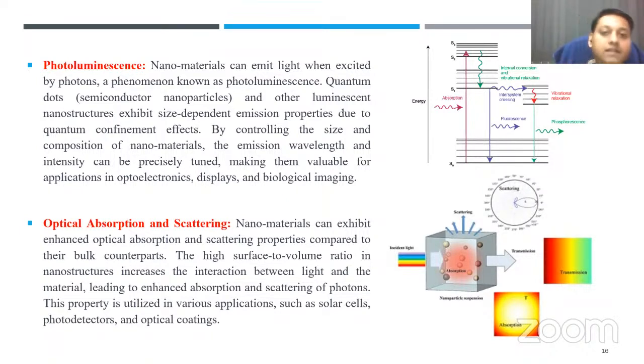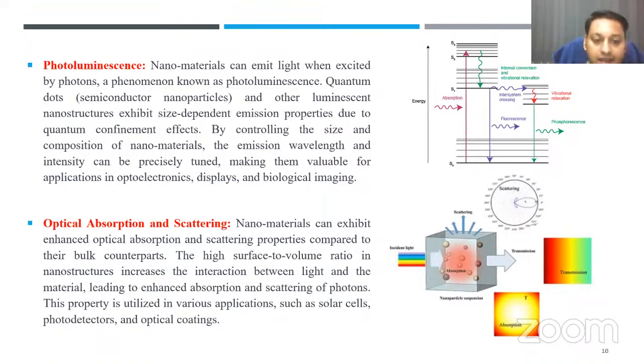Luminescent nanostructures also exhibit size dependent emission properties due to quantum confinement effects. So by controlling the size and composition of nanomaterials, the emission wavelength and intensity can be precisely tuned, and this is an interesting property that people make use of in displays. Different kinds of displays are coming now, quantum dot LED and other displays. So the concept they use is photoluminescence, and also in optoelectronics, bioimaging and other imaging applications.